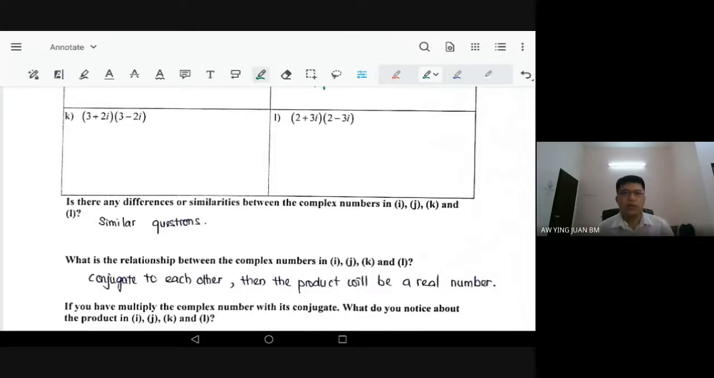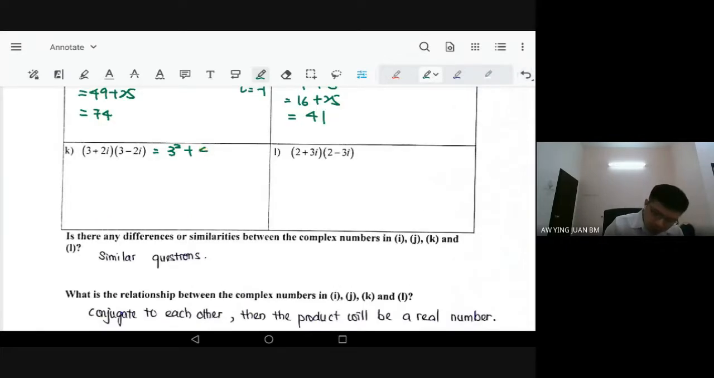Then, kita pergi ke K. Observe the questions. Is it a complex conjugate? Kalau yes, make use of the formula. So, very simple. 3 squared plus 2 squared. So, answer 9 plus with the 4 equals to 13.